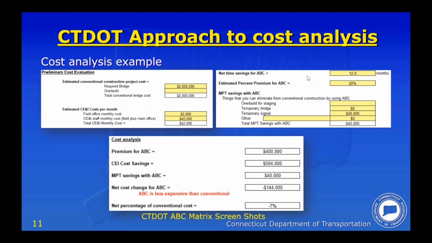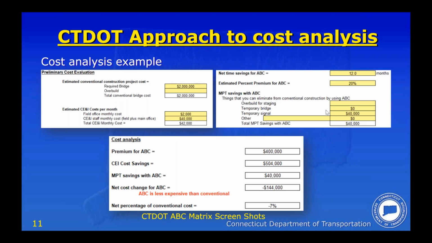So the time savings in this hypothetical project using ABC is often very achievable for a small bridge over a river, or say even in the Seymour project, to try to stage that conventionally in that situation probably would have doubled the size of the project in length. In this hypothetical example, 12 months here, our estimated premium for ABC in this hypothetical project is 20%, and that's not far off from some of our SPMT projects.